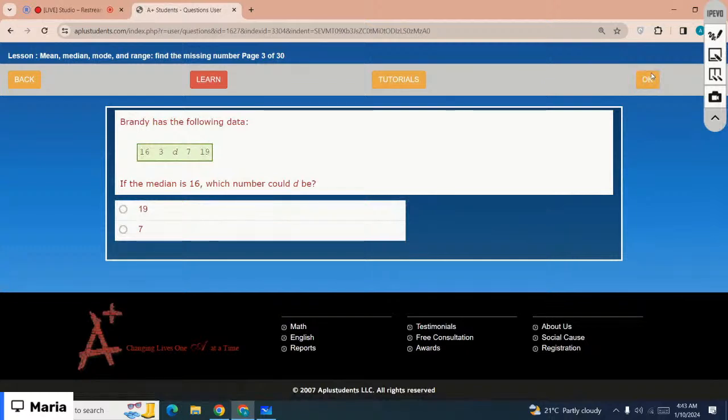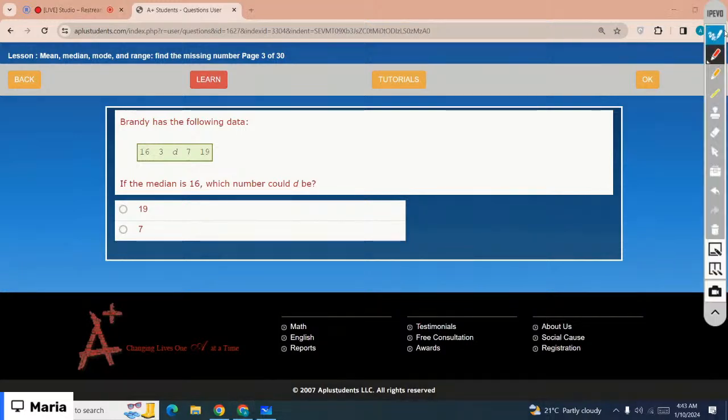Brandy has the following data. If the median is 16, which number could D be? The median is 16, right? Median means exactly the middle number. After the 16, you have all the numbers that are greater than 16. You have 5 values, so before 16 you have two numbers that are less than 16, 3 and 7. And after the 16, you have two numbers that are greater than 16.